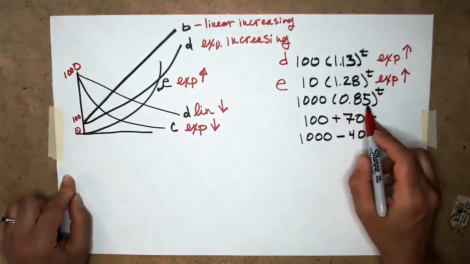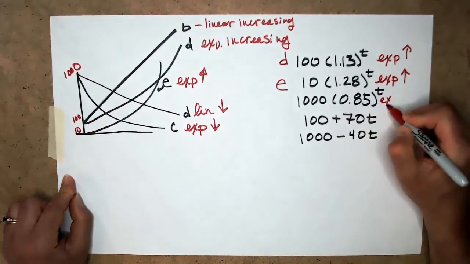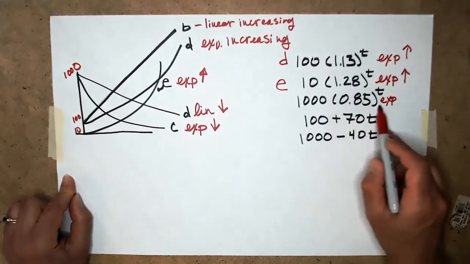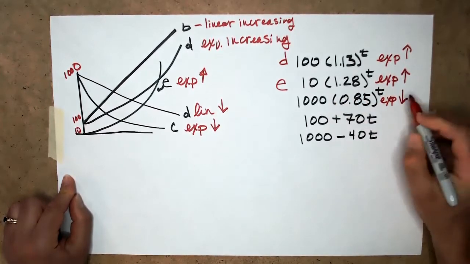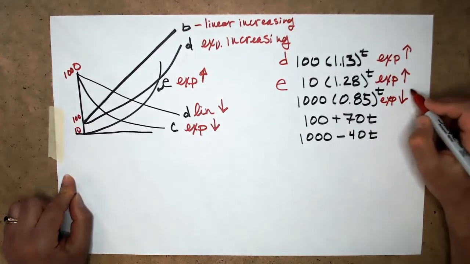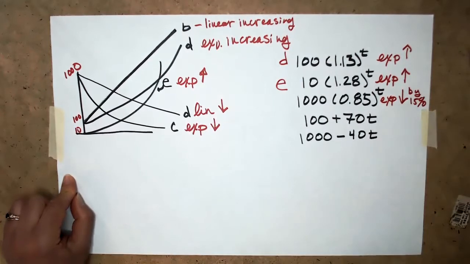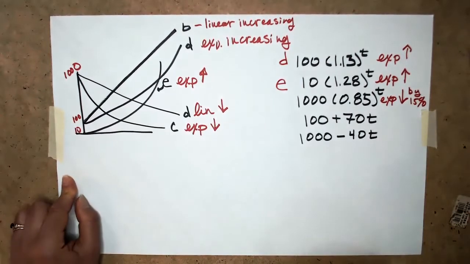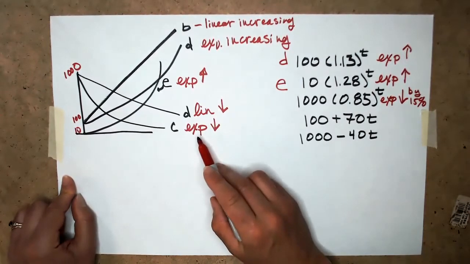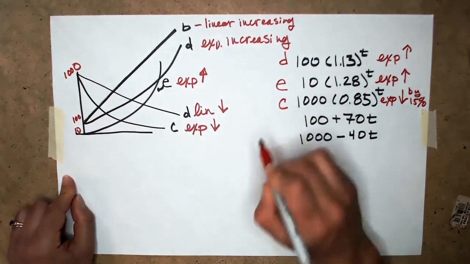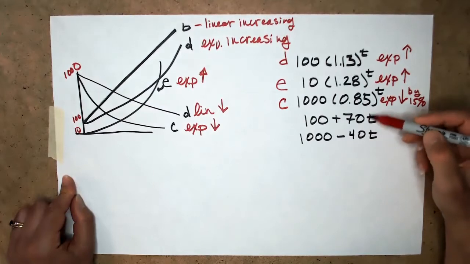1,000 times 0.85 to the t, that is an exponential equation, but since this is less than 1, it is decreasing. By the way, it's decreasing by 15%. I want you to stop and ask yourself if you know where that 15% came from. So that's got to line up with C, and that looks good. It starts out very high. Everything works out. These two are linear.